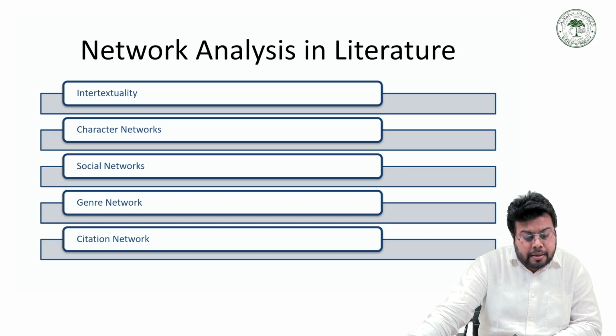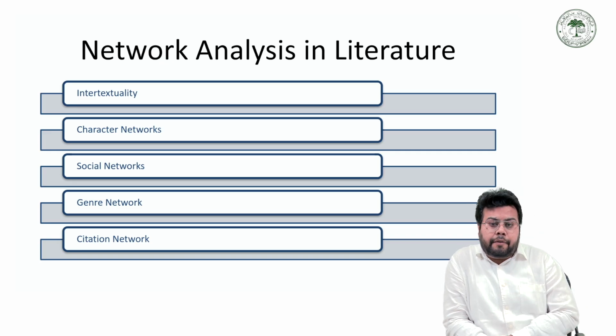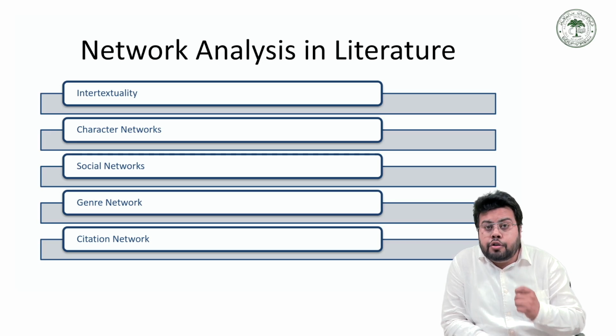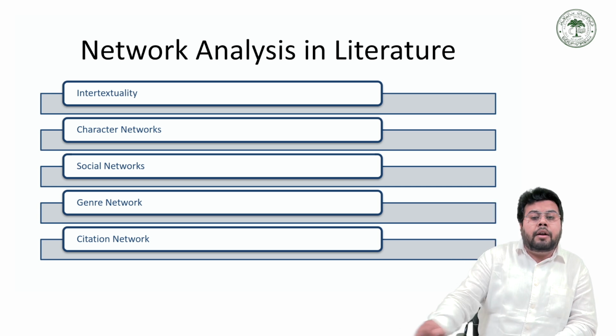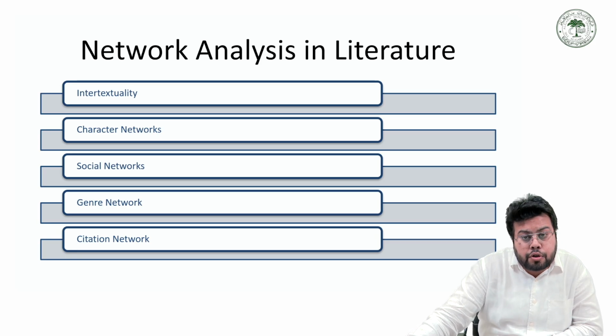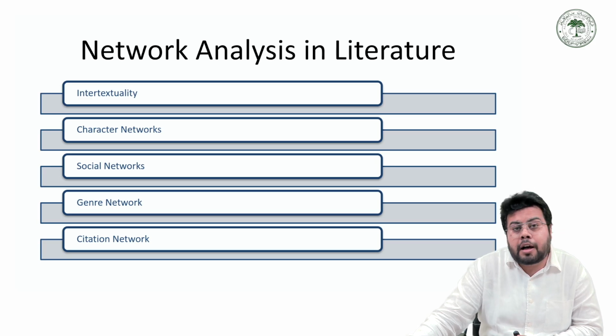Another one in the network analysis in literature is genre network. Now, genre network, as the name itself suggests, focuses on the genre itself. Instead of focusing on the people or characters, the nodes are genres, and the connections show how those genres are related. Genre networks are commonly used in digital humanities and literary studies to explore how genres evolve, overlap, and sometimes influence one another. Now, for example, here the characters are not the nodes, but the nodes are genres.